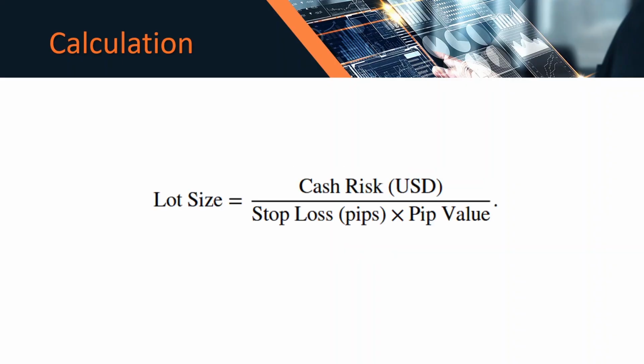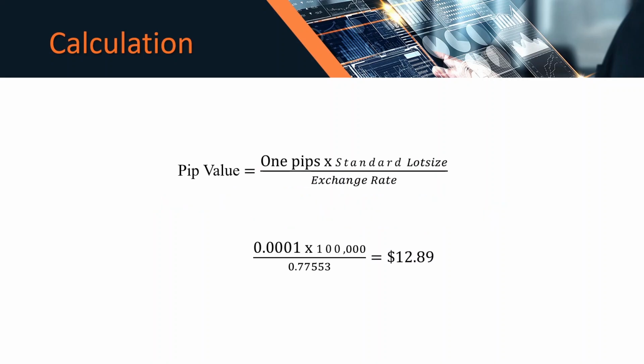So what is our stop loss? Let's say our stop loss is 17 pips away from our entry. No calculation is needed for that. Now, how do we get our pip value? It's as simple as taking 1 pip for that Forex pair, multiplying by the standard lot size, then dividing by the exchange rate for that Forex pair.